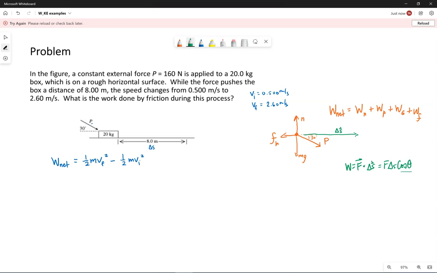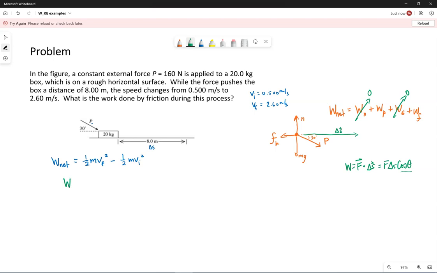That cosine theta is accounting for that generically, but ultimately in this specific problem, the work done by the normal force will be 0. The work done by the force of gravity will be 0 because those are perpendicular to the direction of motion. So we're going to have the work done by force P, this push, and the work done by friction.